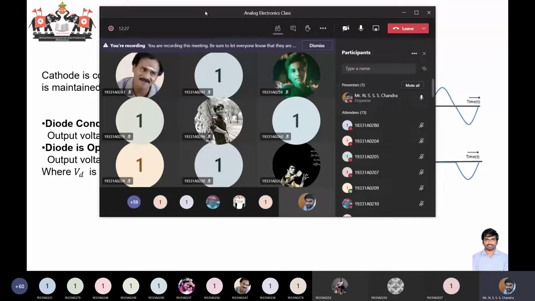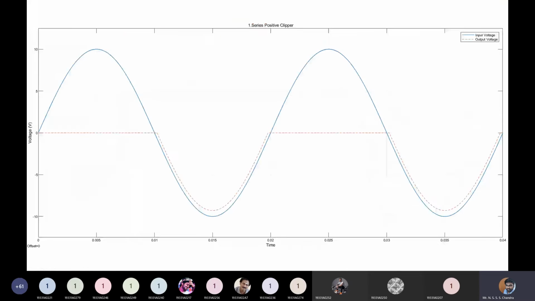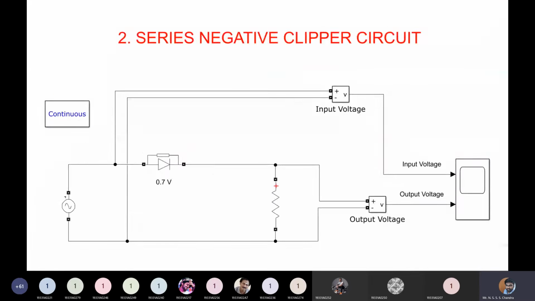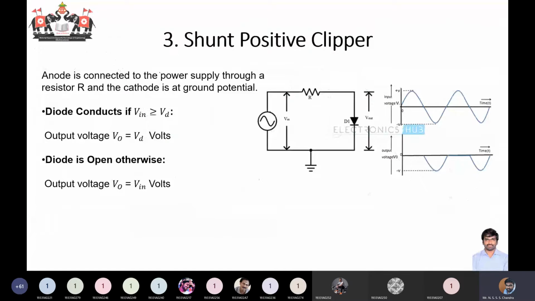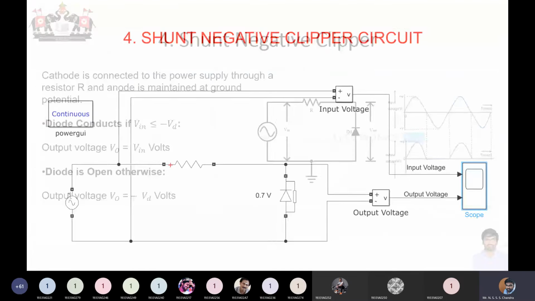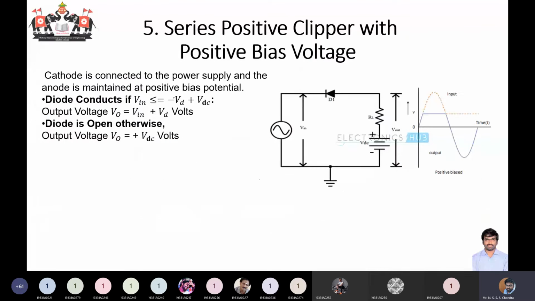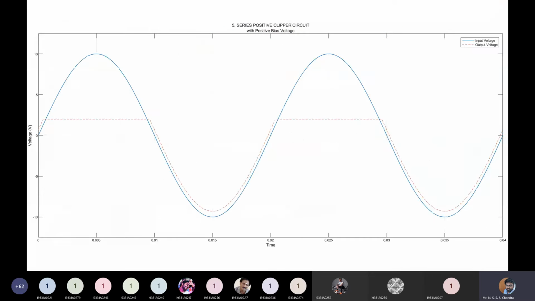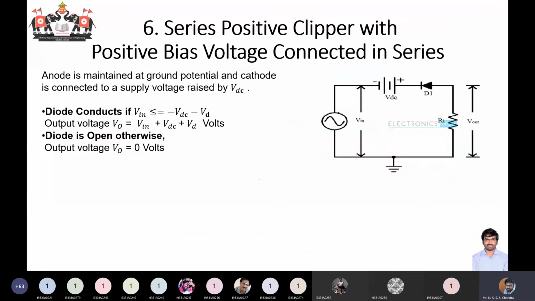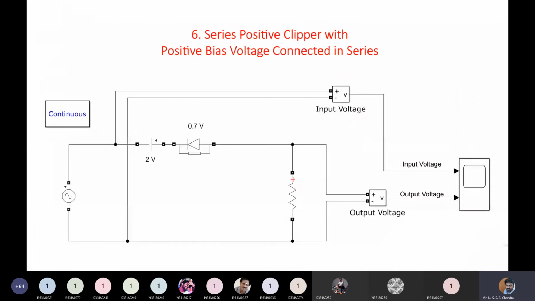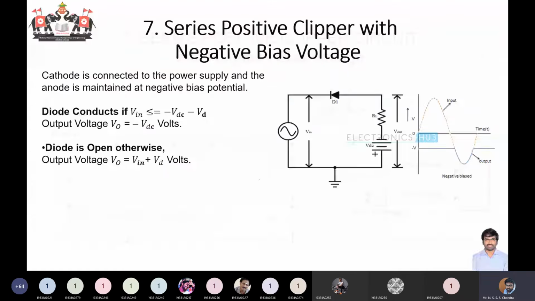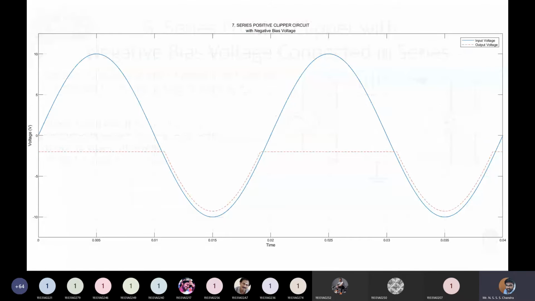In the last class, we discussed clippers. So we have done almost 10 circuits. We'll do the remaining circuits now, and then we shall proceed to the clamp case. So we have done series positive clipper, series negative clipper, positive clipper, negative clipper, series positive clipper with positive bias voltage, series positive clipper with positive bias voltage connected in series. So all these circuits we have done. So I have to start from the 10th circuit.